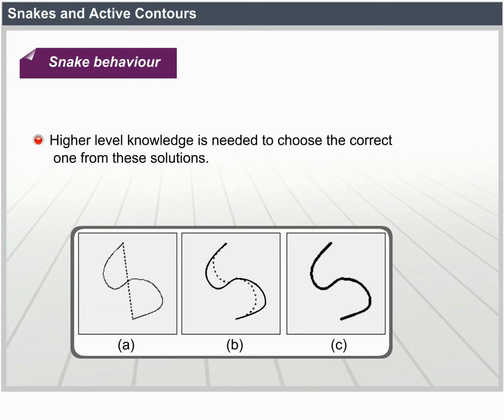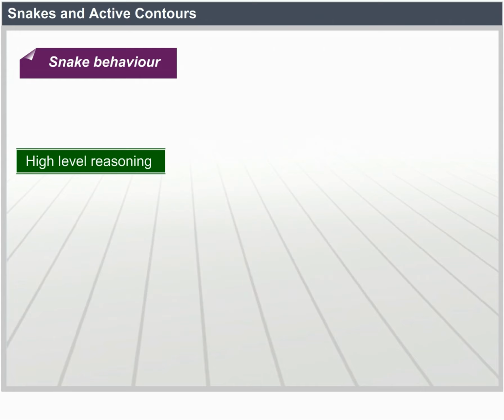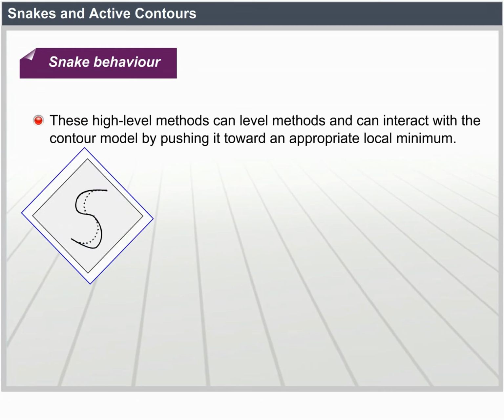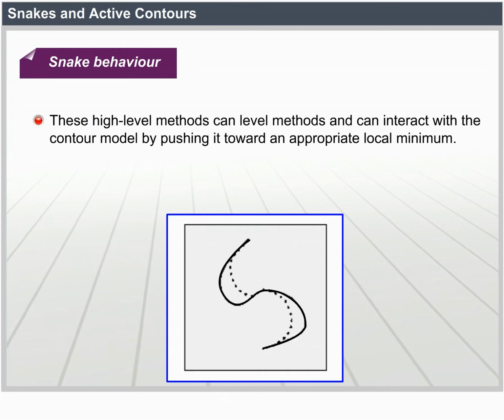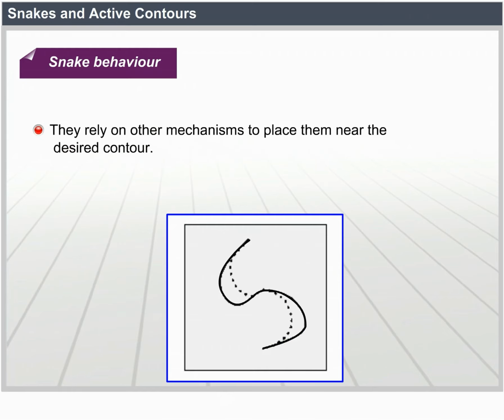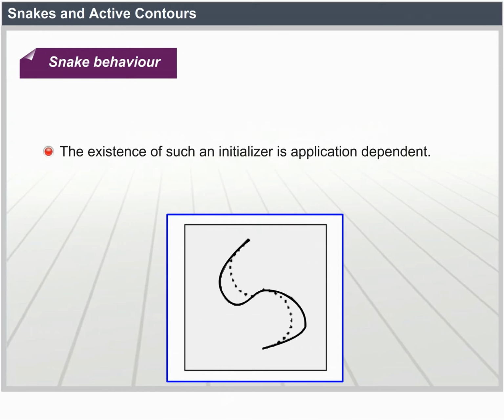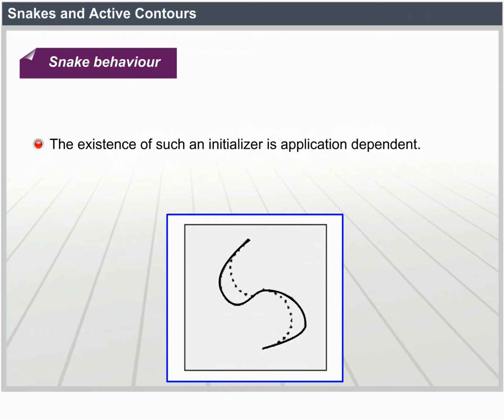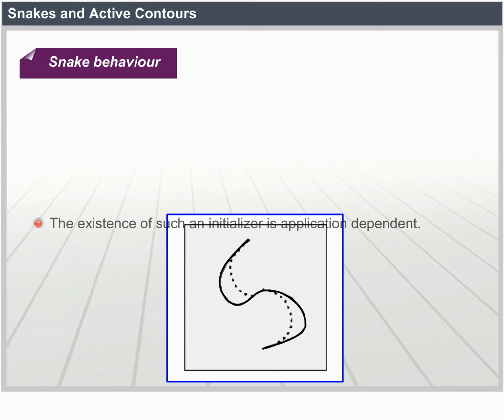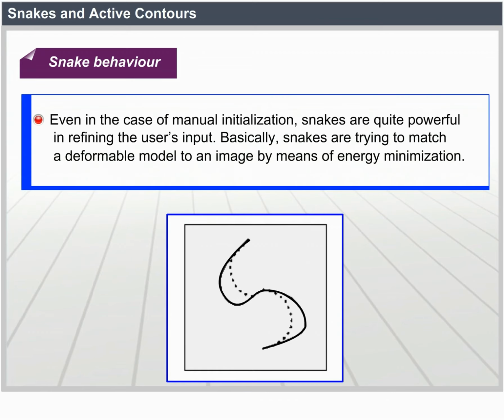High-level reasoning and user interaction. These high-level methods can interact with the contour model by pushing it toward the appropriate local minimum. They rely on other mechanisms to place them near the desired contour. The existence of such an initializer is application-dependent. Even in the case of manual initialization, snakes are quite powerful in refining the user's input. Basically, snakes are trying to match a deformable model to an image by means of energy minimization.